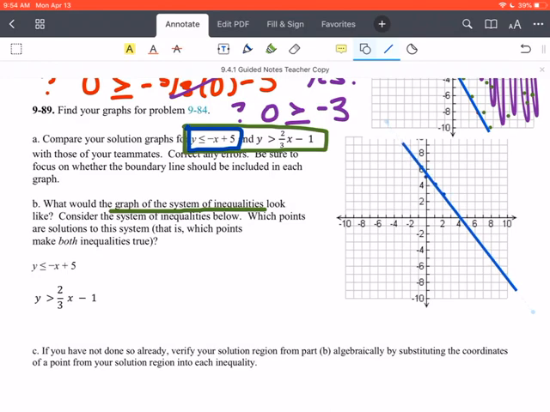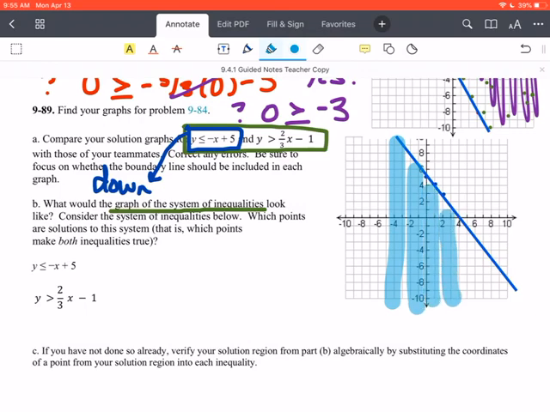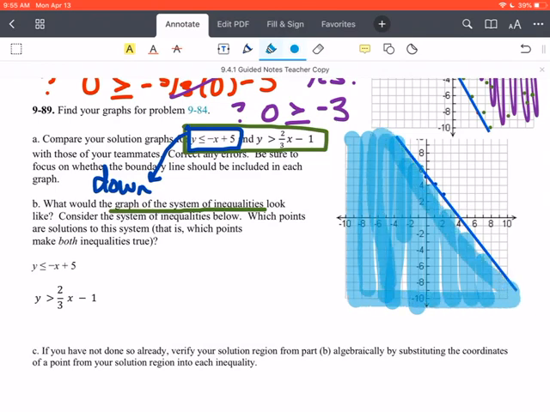Now if we look at the less than symbol, less than means that we are going to shade straight down from the boundary line. So I'm going to get some blue and shade straight down. This is from section 9.3.1. This would be all of the points that would make the first inequality true.